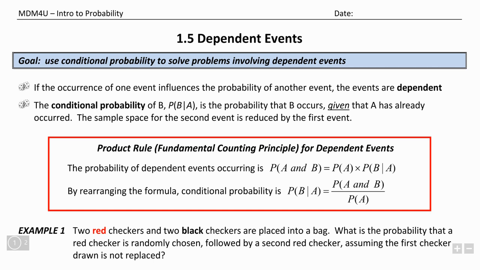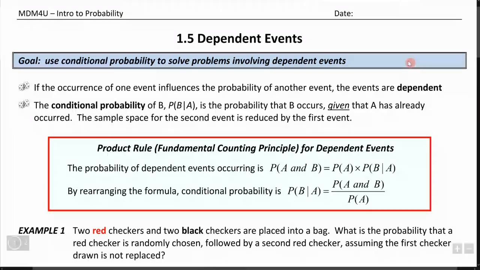So this is the second part of 1.5, dependent events. Okay, and the goal here is to use conditional probability to solve problems involving dependent events. So what's a dependent event compared to an independent event?